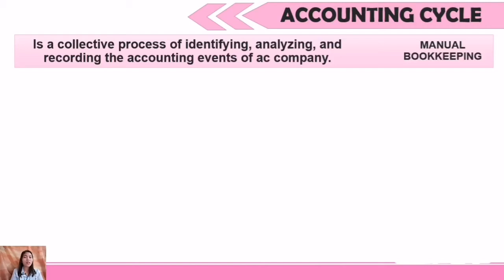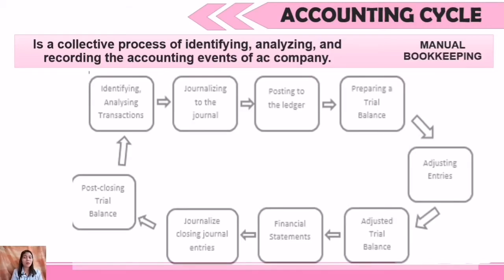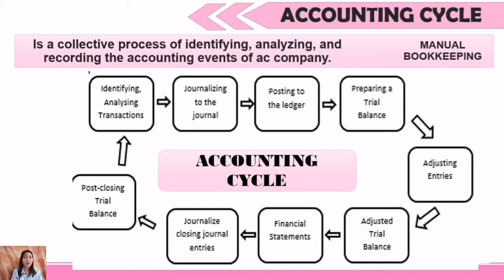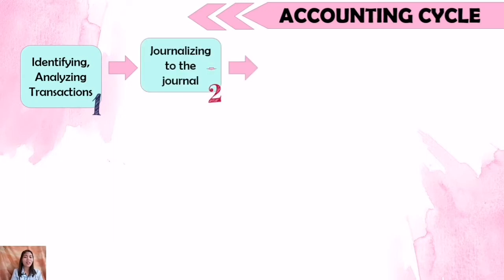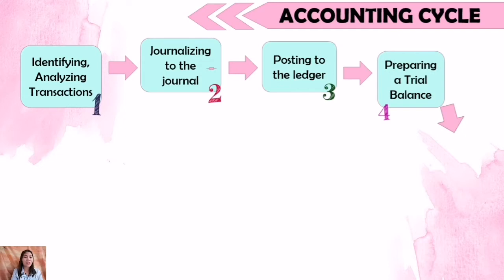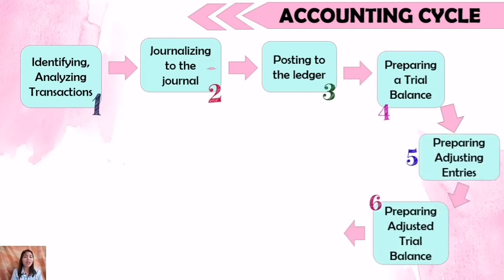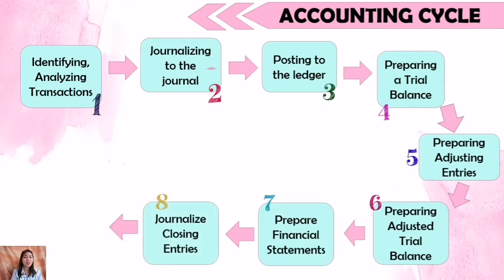However, for discussion purposes, we will have the manual bookkeeping accounting cycle. So here it goes. This is a 9-step accounting cycle wherein we have the first step, identifying and analyzing transactions; second, journalizing to the journal; posting to the ledger; preparing a trial balance; adjusting entries; adjusted trial balance; financial statements; closing entries; and post-closing trial balance.